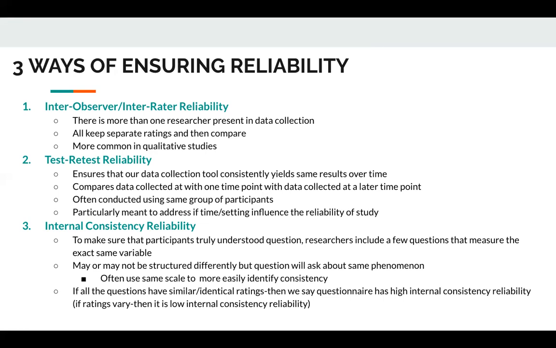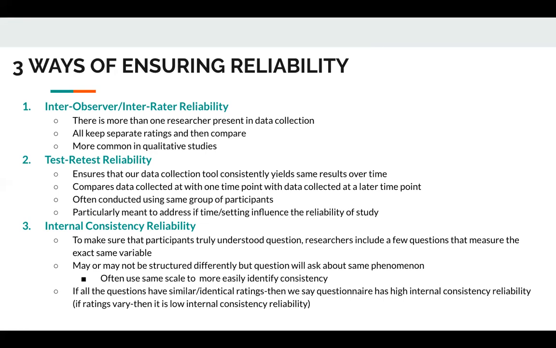And then the final type is internal consistency reliability. As your book notes, this is really common, particularly for questionnaire methodologies. But basically what you want to do here is make sure that participants truly understood the question. To do that, you include a few questions that measure the exact same variable. So if my variable was something like happiness, I might have a very straightforward question like, how happy are you today on a scale from 1 to 10?